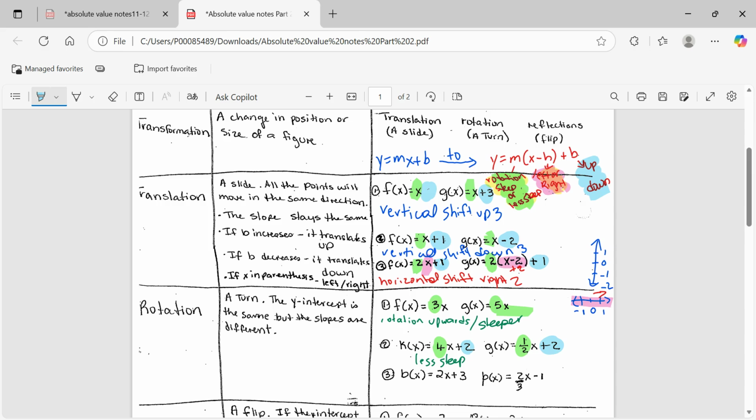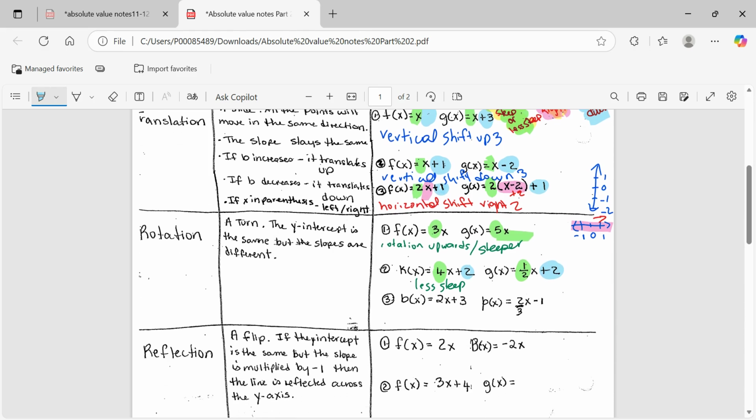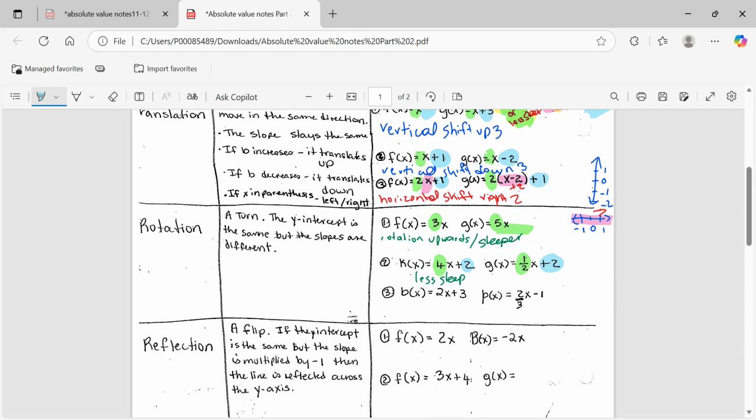Let's look at number 3. And I'm going to have us do a couple, right? So let's look at number 3. I have 2x plus 3, and it's going to be changed into 2/3 x minus 1. Again, you start looking at the very front one. Will there be a difference in your steepness? Go ahead and write that down.